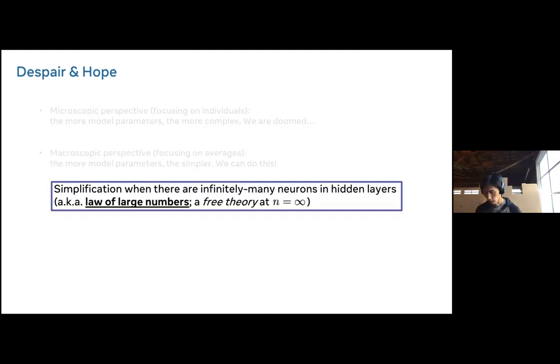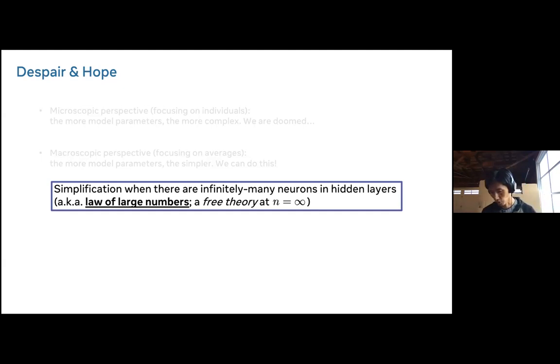Okay. Basically, the main message is twofold for this talk. One is that there's a drastic simplification that happens when you take an infinite width limit, when there are infinitely many neurons in hidden layers. And this is just a manifestation of the law of large numbers. For physicists, it means that you have a Gaussian free theory at infinite width, when n is infinite, where n is the number of neurons in a hidden layer.